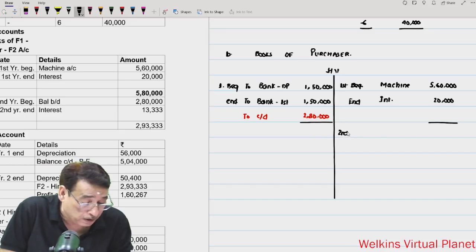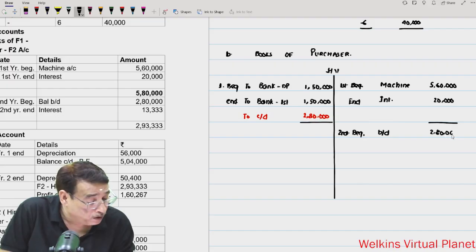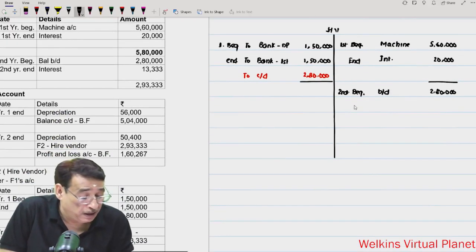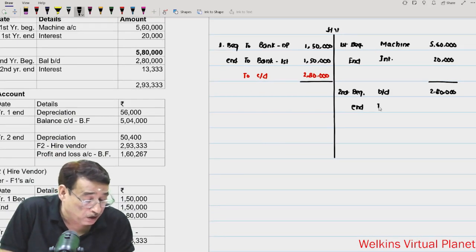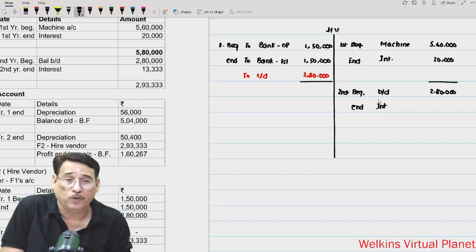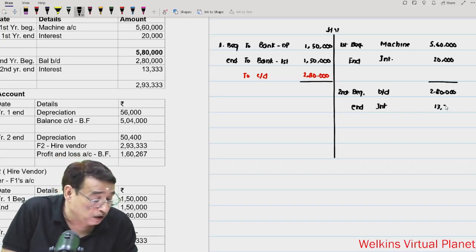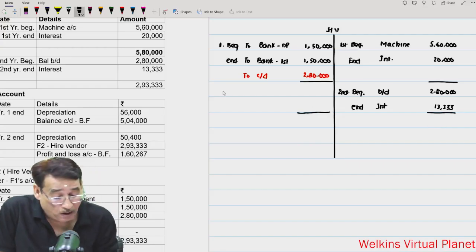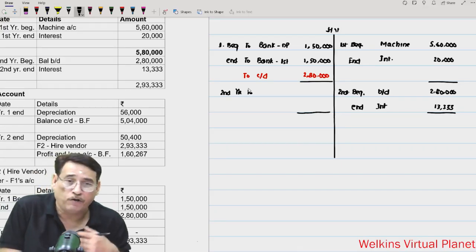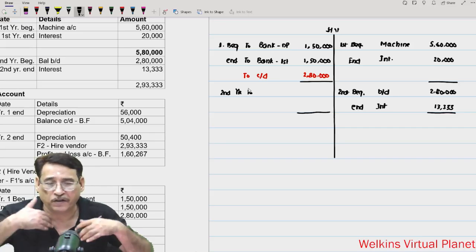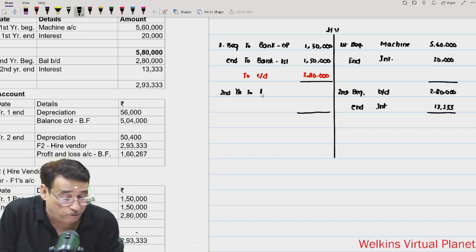We move over to the second year. In the second year, first of all, you write balance brought down 2,80,000. Then at the end of the second year, quite obviously, the entry for interest due will be passed: interest account debit to hire vendor account. In the second year, 13,333 was the amount of interest. Now pay attention. At the end of the second year, if the hire purchaser would have paid the second installment, the entry would have been to bank account, second installment.